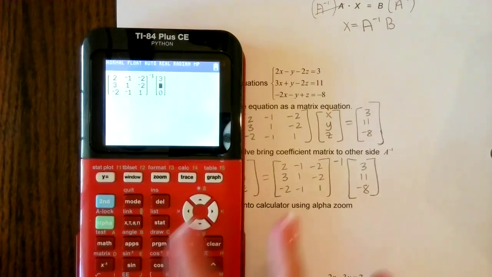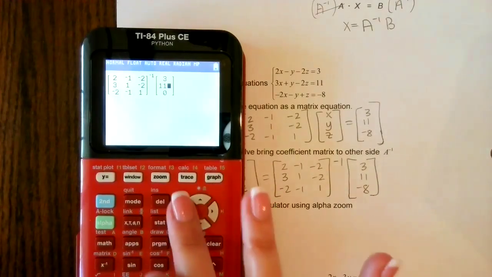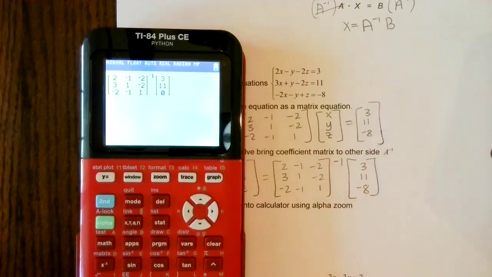And so we put 3, 11, whoops, almost messed up that, and a -8. We verify that all the numbers are right, because again, the calculator does all the work. All you got to do is make sure that you have typed it in correctly. Now we hit enter, and it gives us our answer coefficient right there.